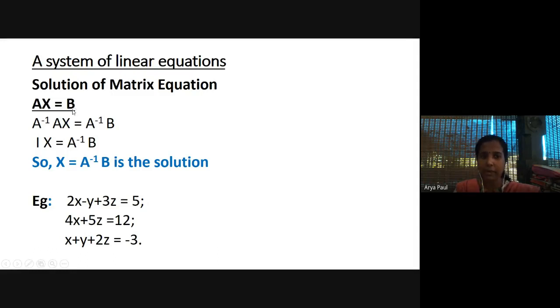Now what is the B matrix? B is 5, 12, minus 3. That is a column matrix. Please understand that B has only one column: the first row is 5, the second row is 12, the third row is minus 3. That is the column vector. I hope this is clear. How can you find the solution? A inverse into B will give you the solution.